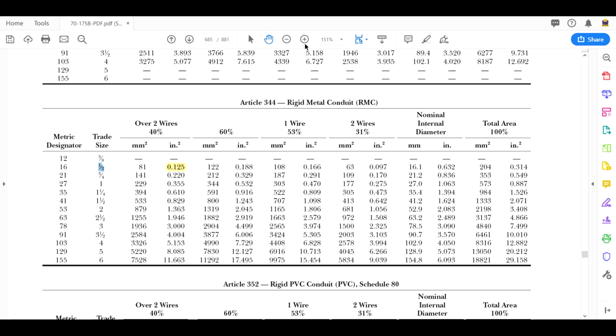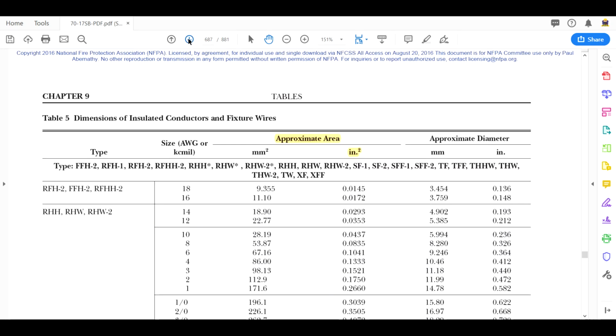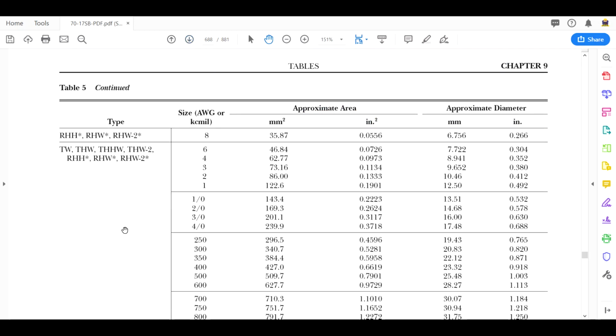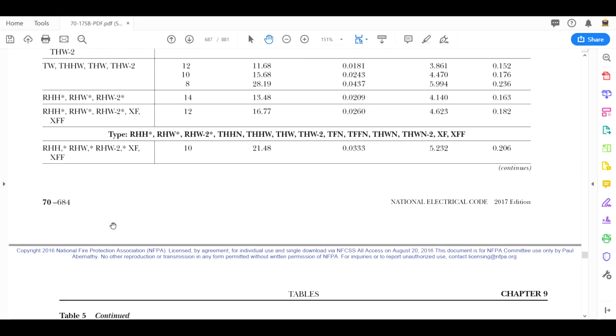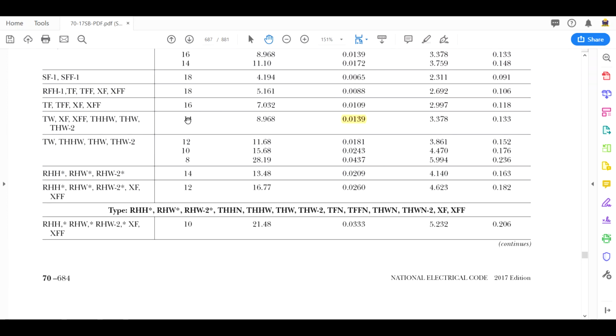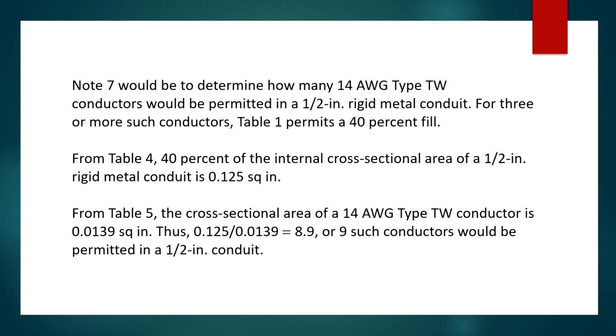So now we're going to jump down, and we're going to find that. So here we are for conductors. We're going to go to TW, and we said that it was a 14 gauge, right? So here's 14 gauge right here, and we said it was 0.0139. So we're going to go back to our presentation, and we see that that's accurate, 0.0139.